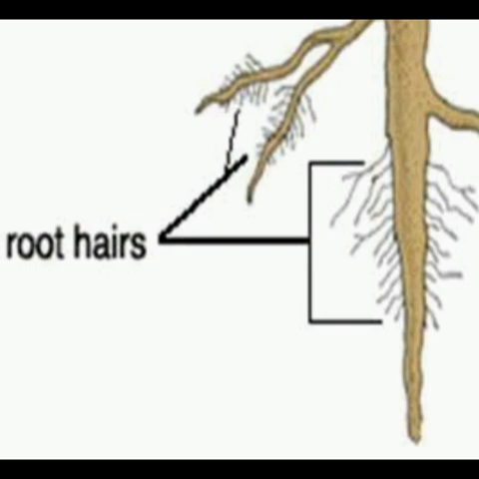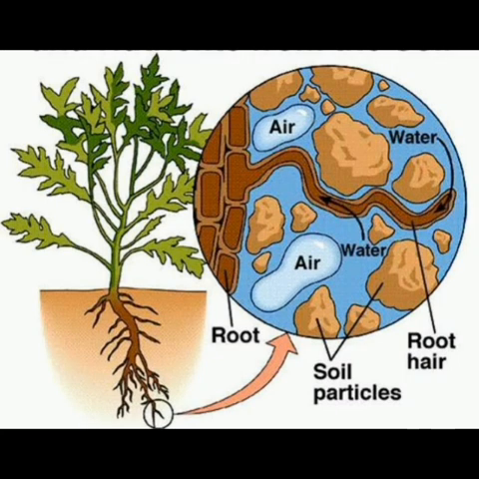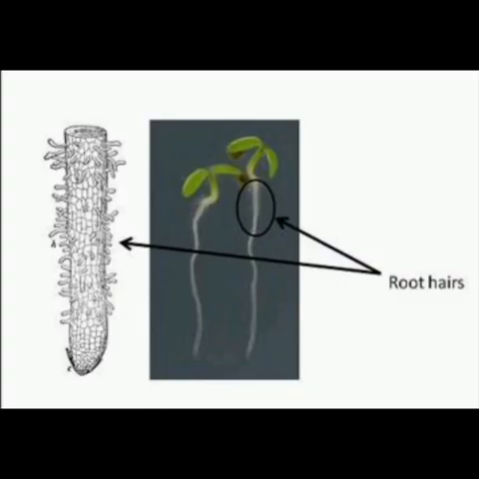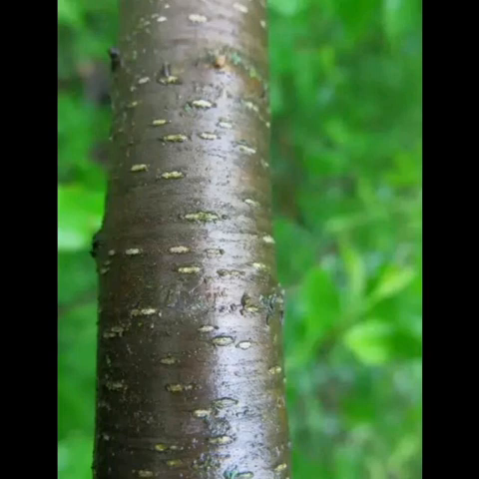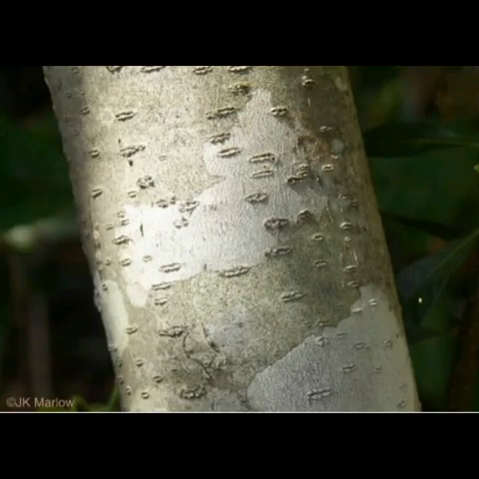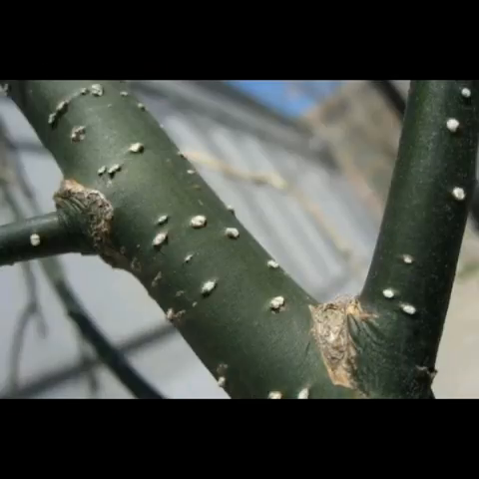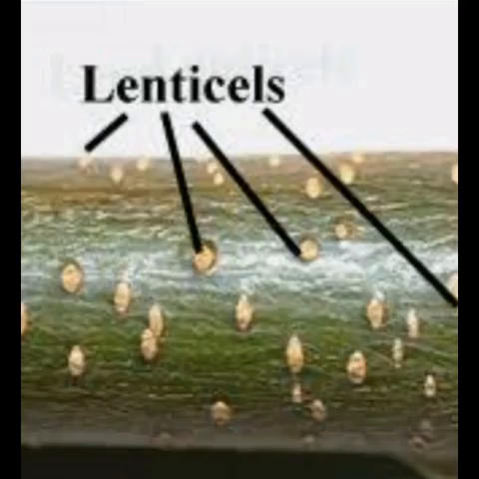These are the tiny hair-like structures on roots. Oxygen from between the soil particles reach the roots through these root hairs. Stem also have openings on them for respiration. Oxygen from the atmosphere is entering the stem through these openings. These openings on stem are called lenticels.